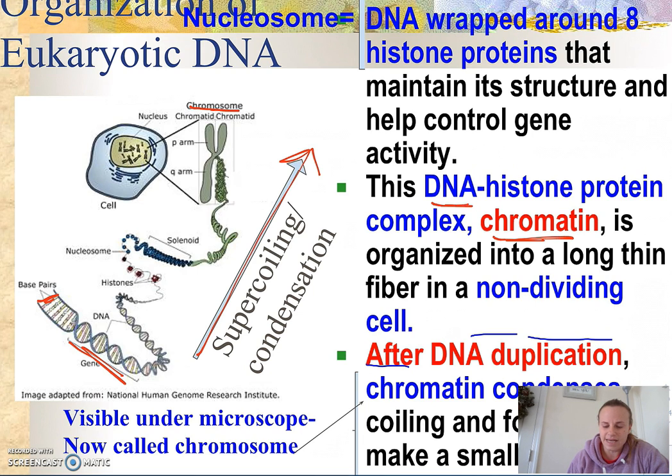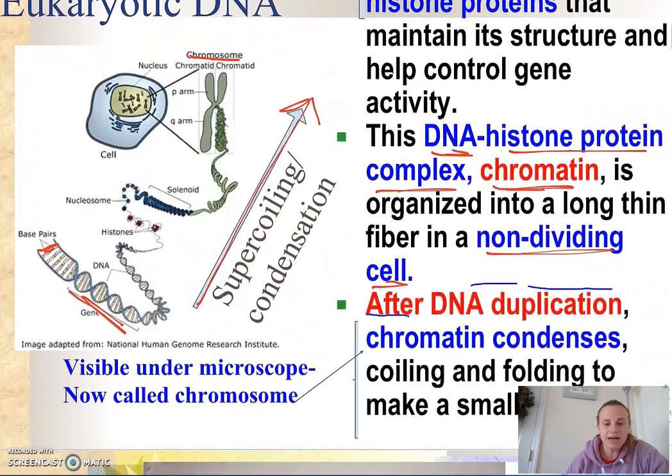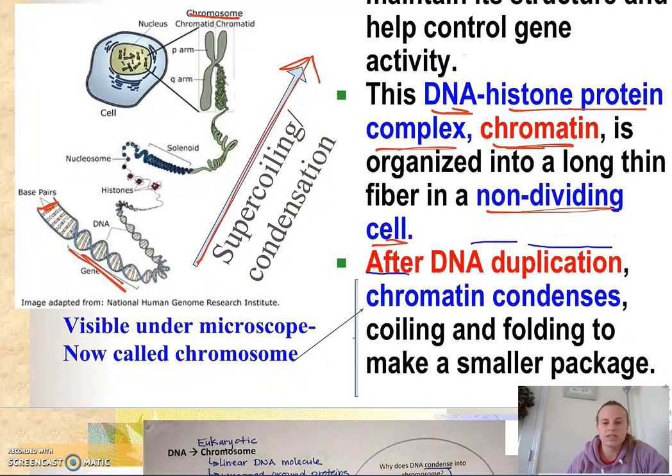Chromatin is that DNA histone protein complex, and that's only present in a non-dividing cell, which is during interphase. Now, after DNA duplication occurs, chromatin condenses, and now it is visible under the microscope and called a chromosome.